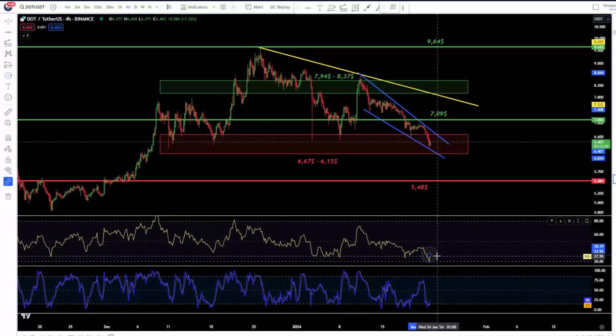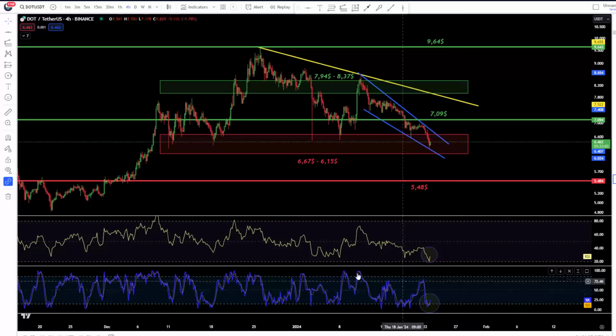It is also worth paying attention to the RSI indicator and the stock indicator, where we observe a rebound from the lower limit, which results in a slight price rebound with room for greater growth.